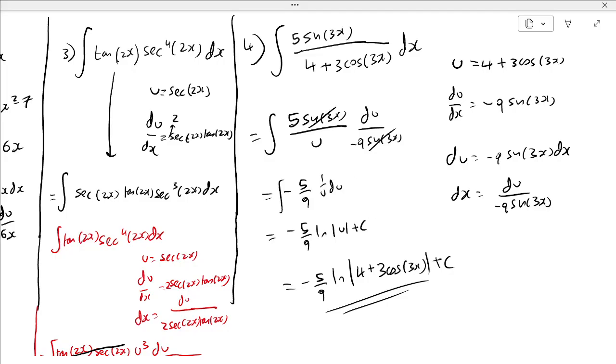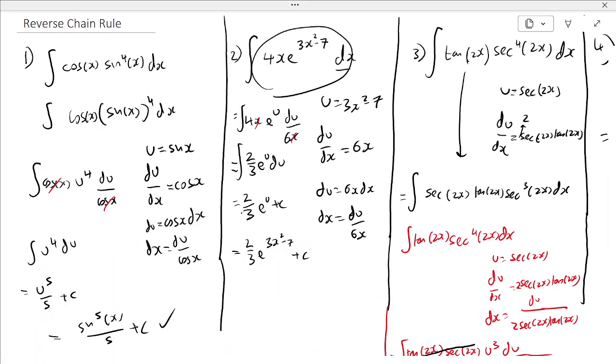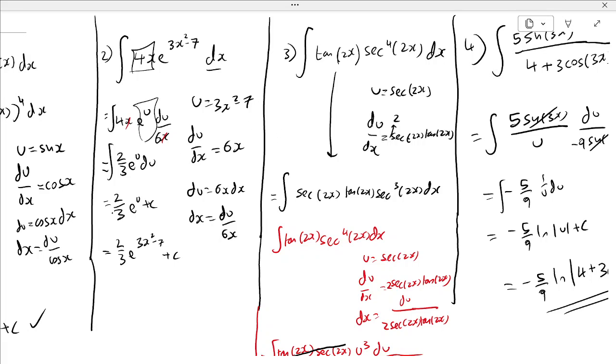Okay, so as long as you can spot somewhere in the expression a function and its derivative, and as long as that derivative has been multiplied, so that when you divide it will cancel out, just setting u to be that function will always work. Again, look at this example. u is 3x squared minus 7, so the derivative is 6x, so I divide by 6x, and that will very nicely cancel off with this 4x, and we're left with something that's just e to the u.